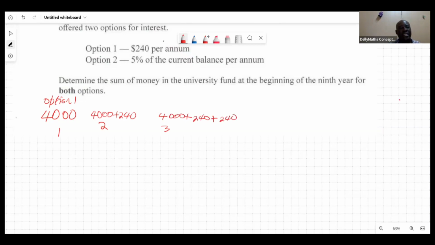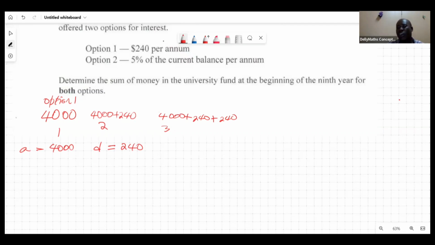So basically, if you continue to look at the progress that you're seeing, we would have an arithmetic progression where the common difference is $240. In this case, I am seeing A, which is my first term, to be 4,000. The common difference is actually 240. That is being added each year. So that's the difference between this year and next year and last year. There's a common difference of that.